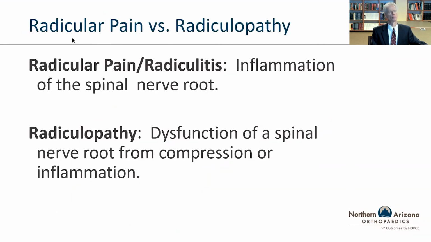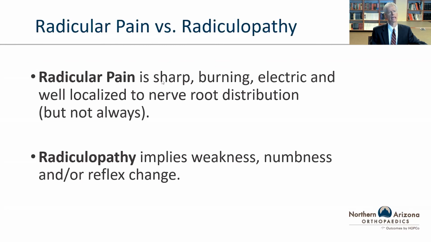So these are some fancy terms. Radicular pain, I mentioned before, pertains to the pinched nerve in the spine. Radiculitis is the inflammation of the spinal nerve root, and radiculopathy goes another step further. It's a dysfunction from the compression or inflammation. So going a bit further, the radicular pain is a nerve pain. It can be sharp, it can be burning, it can be electric, and it can be localized to the nerve distribution that fits that nerve, but not always. There's always variations and exceptions where it's not perfect. We'll talk about that.